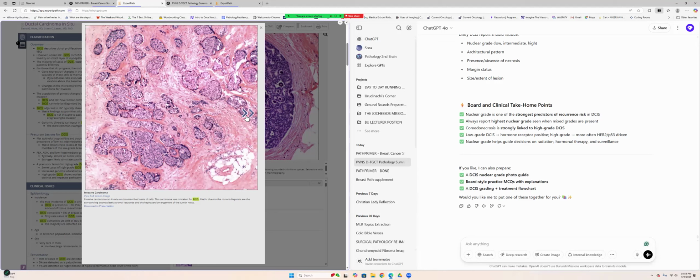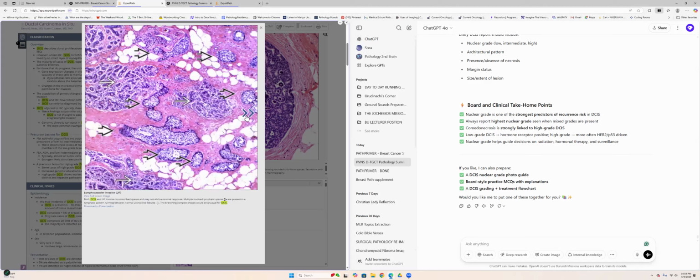Invasive carcinoma. Invasive carcinoma can include circumscribed nests of cells. The carcinoma was mistaken for DCIS. Useful clues to correct the diagnosis are the surrounding desmoplastic stromal response and the haphazard arrangement of the tumor nests.